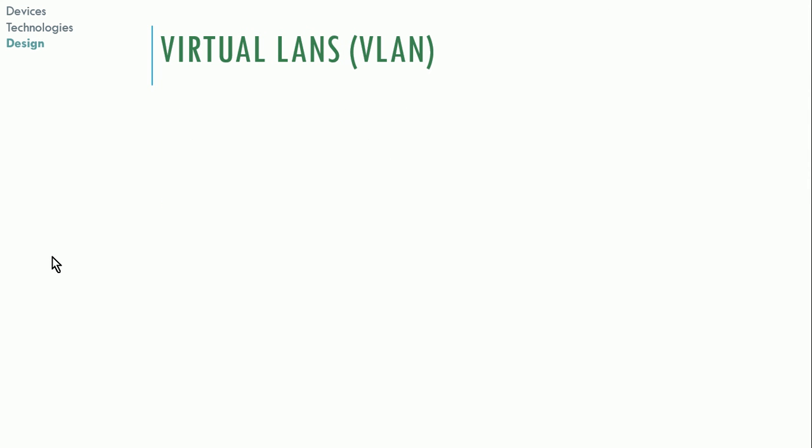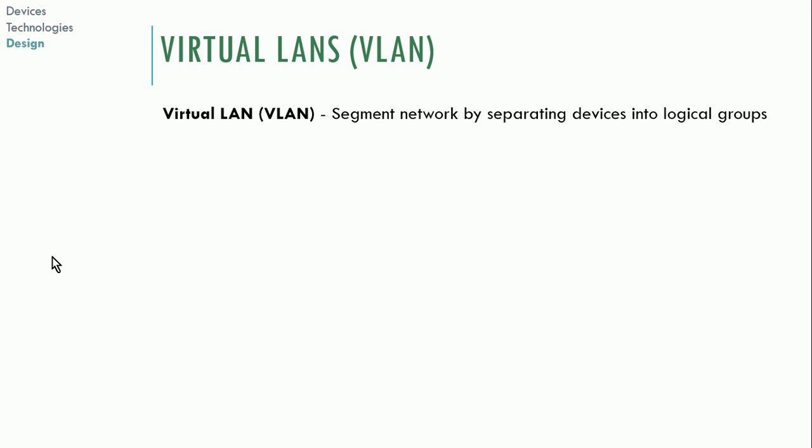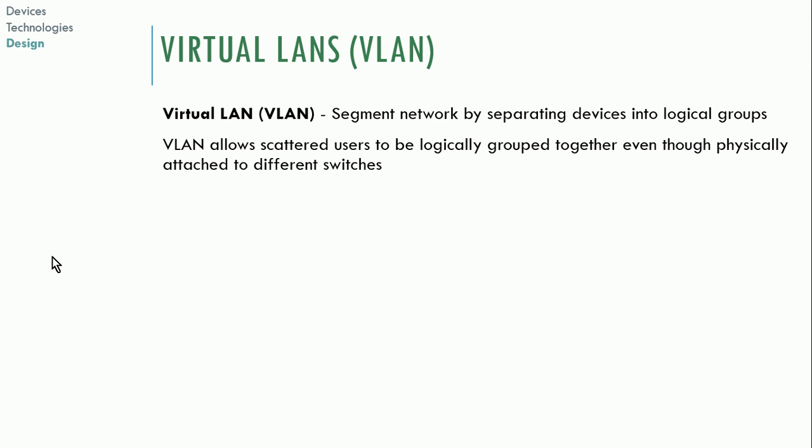The other option, and I just touched on this a second ago, is virtual LANs, or VLANs. It's where we can segment our network by separating devices into logical groups. You can scatter VLANs throughout the organization, so you can have different switches with the same VLANs, depending on how sophisticated those devices are.